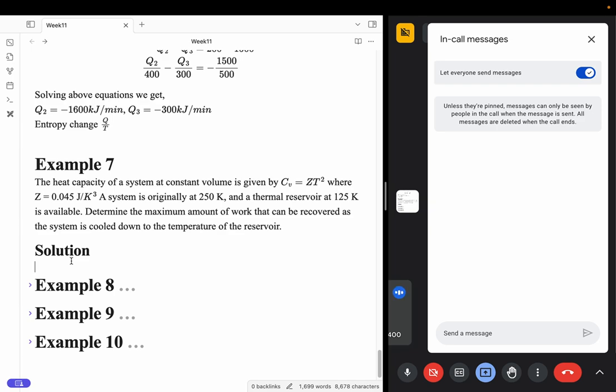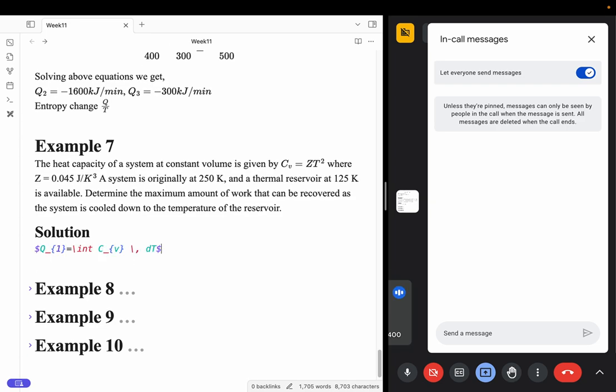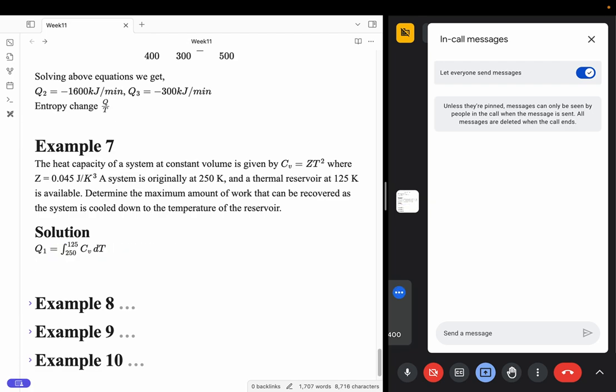So you again use the same thing that we have done just now. So Q1 is the heat from your hot source. So that is integral CV dT, and the limits are between initial temperature 250 Kelvin and final temperature 125. So this is Q1. So when will it be maximum? Maximum amount of work is again for a reversible process. So what would you do next is basically put the entropy change equal to 0. So how would I do that?